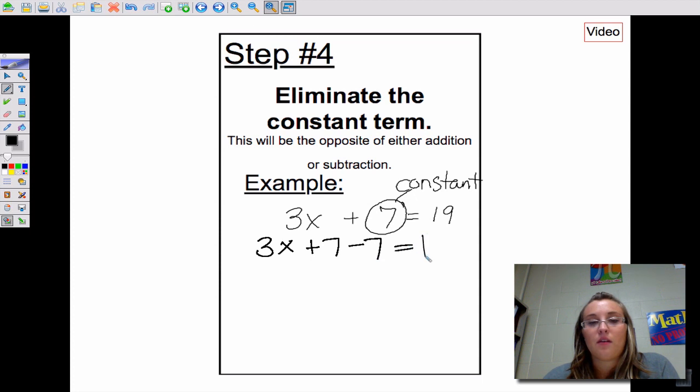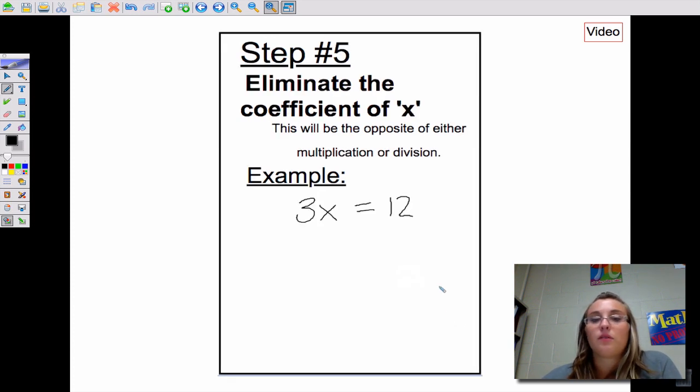From each side, I can, as long as I minus 7 from both sides, we're okay. That's going to cancel itself out. We're going to be left with 3x equals 19 minus 7, which is 12. And then that leaves us with our very last step, which is to eliminate the coefficient of x.